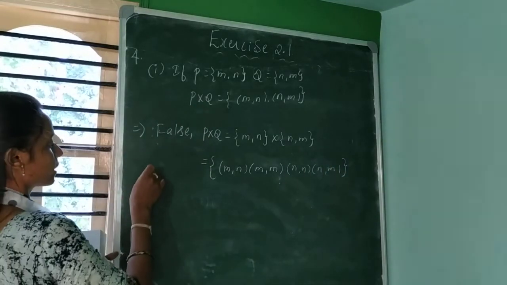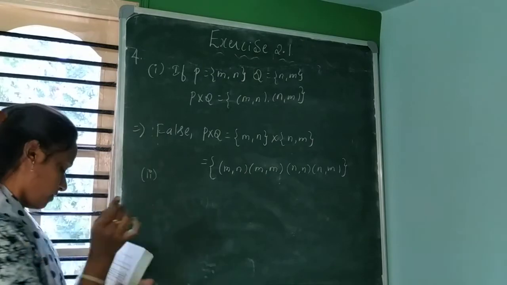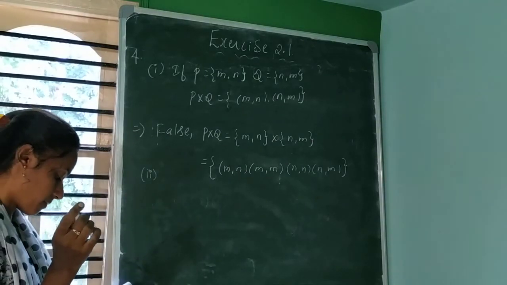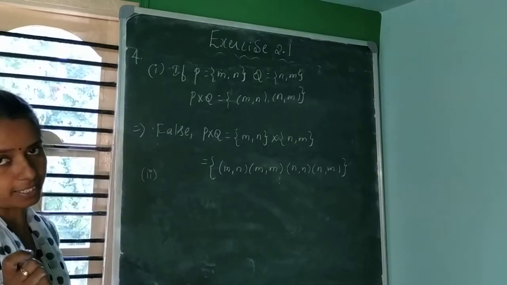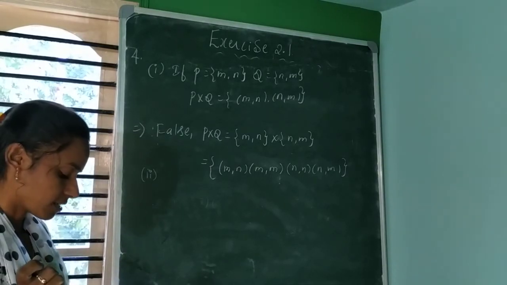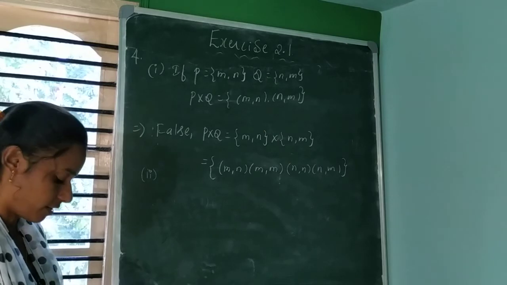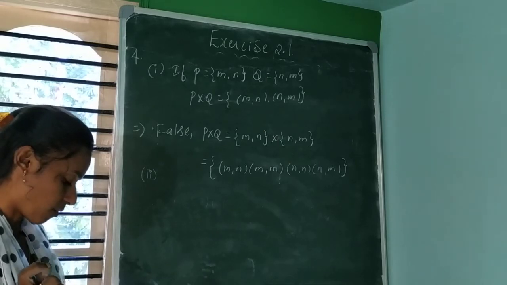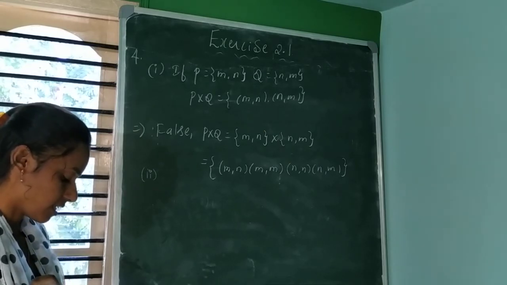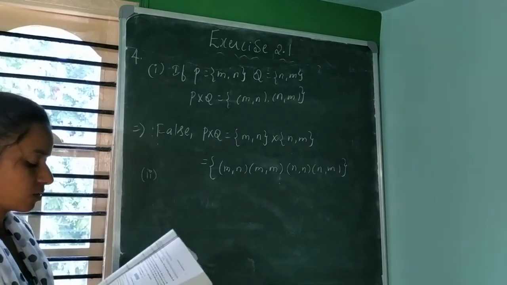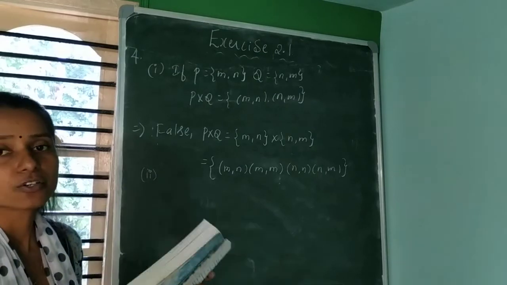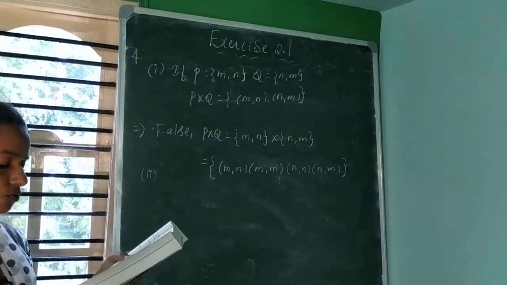Okay, the second question, I'll just write it. If A and B are non-empty sets, then A cross B is a non-empty set of ordered pairs (x, y) such that x is in A and y is in B. Obviously this is right, no? So the second statement is true. You just mention that it is true.